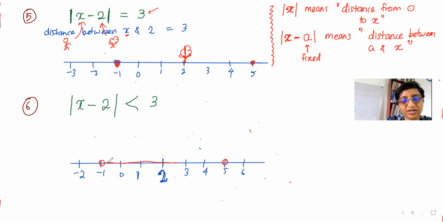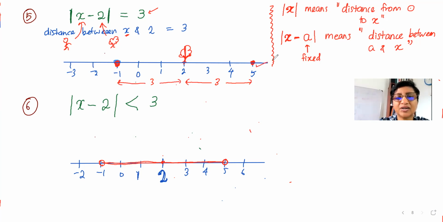Anything in between could work. You can be on top of the tree. You can be here as well. On 2. You can be 2 itself. Then the distance from 2 to 2 is 0, and that is less than 3. So you can be there as well. And you can be anywhere here. Even in this diagram, I can show you that from 2, you're 3 away. That's why you can be here or here. In this, your distance from the fixed number 2 to you, your varying number, should be less than 3. So you can be anywhere between -1 and 5.